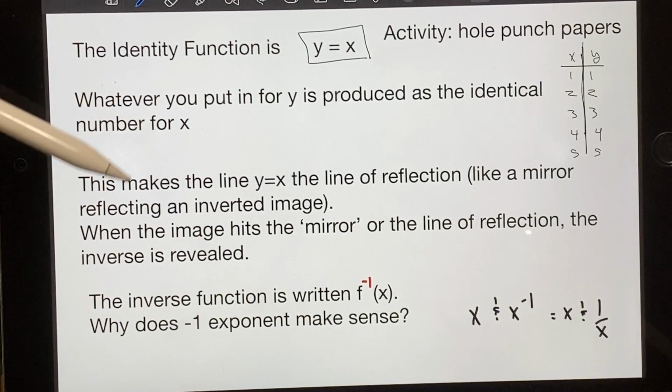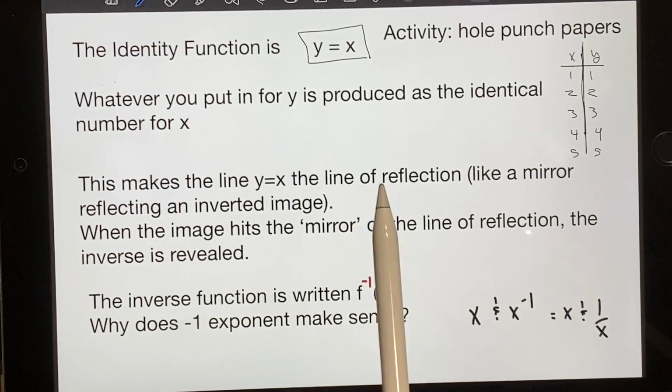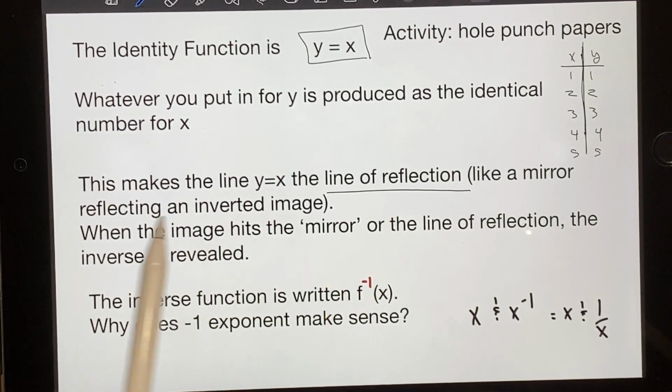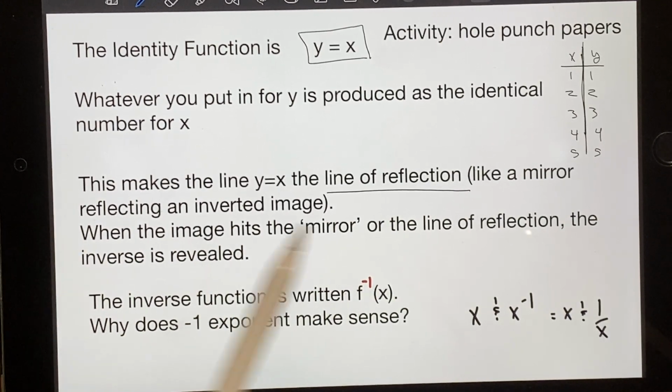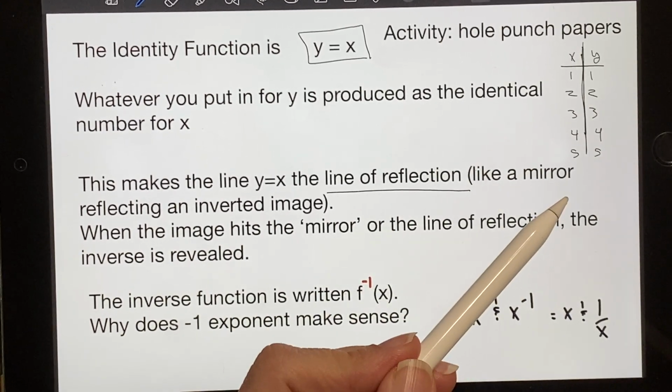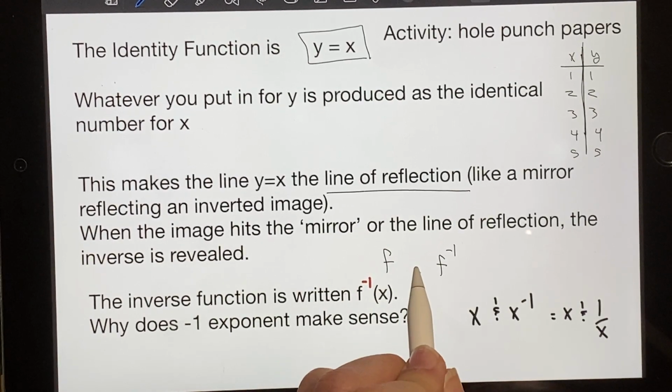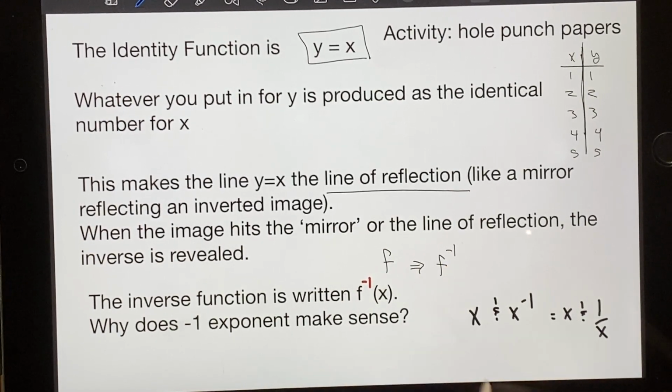So this makes the line y equals x our line of reflection, like a mirror reflecting an inverted image. When it hits this line, it's bounced back to the other side and your inverse is revealed. Okay, so we write our inverse as f to the negative 1 of any function. So if our function is f, then our inverse is f to the negative 1.